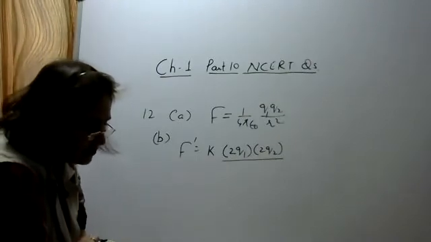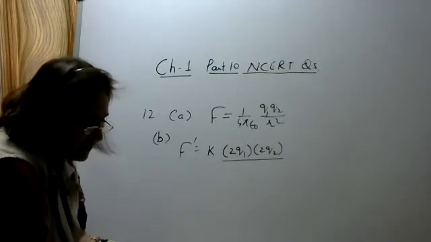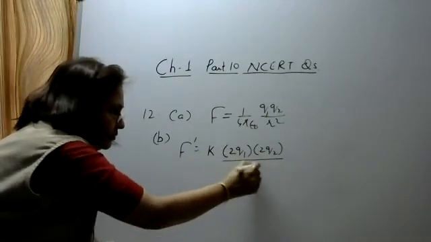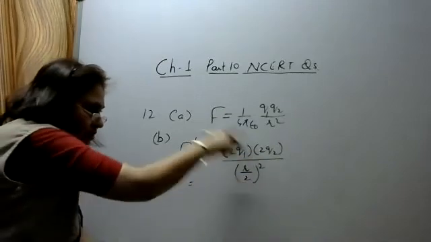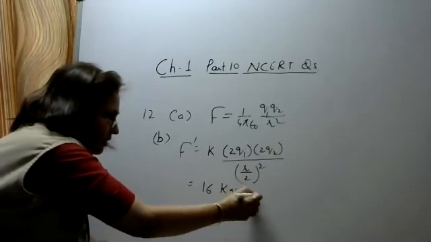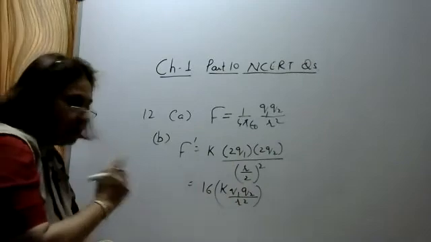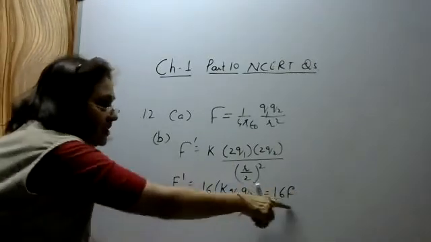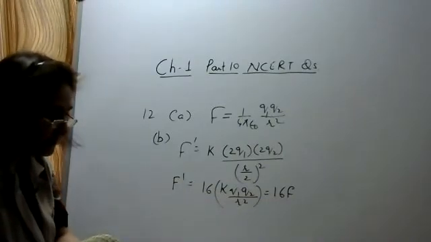What is given in the question? The distance between them is half, that is R dash is made R by 2. Now what will be the force? 2 into 2, 4. How many times? 16 K Q1 Q2 upon R square. This K Q1 Q2 upon R square is our original force. So now the force becomes 16 times.